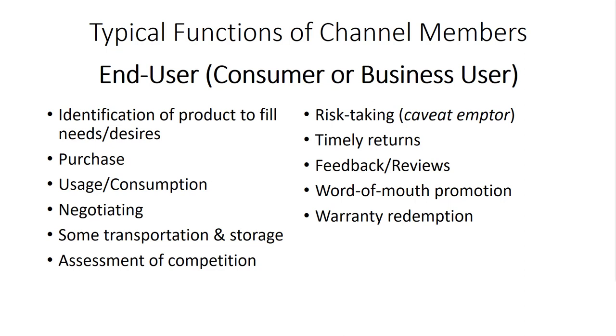There's some transportation and storage. You transport your food from the grocery store to your house and you store it in your house for a certain period of time. There's an assessment of the competition. There is risk taking. So caveat emptor, right? Let the buyer beware. And so that risk taking of making sure that you go to the right retailer and that you buy the right product.